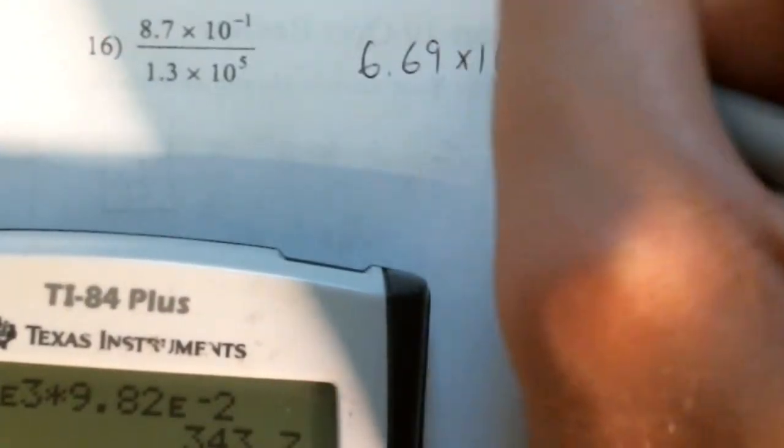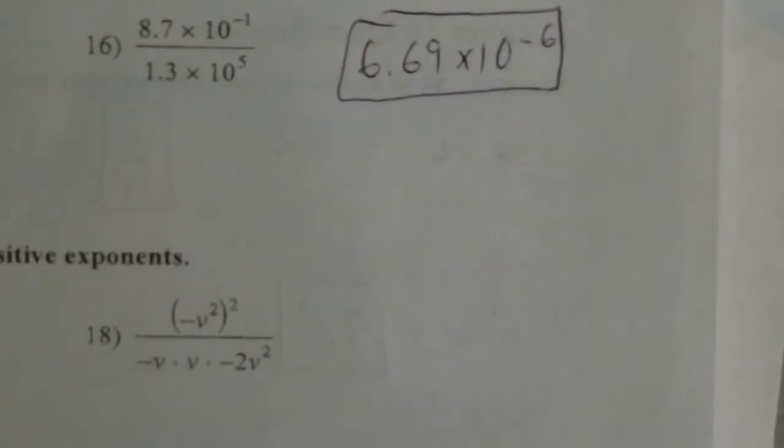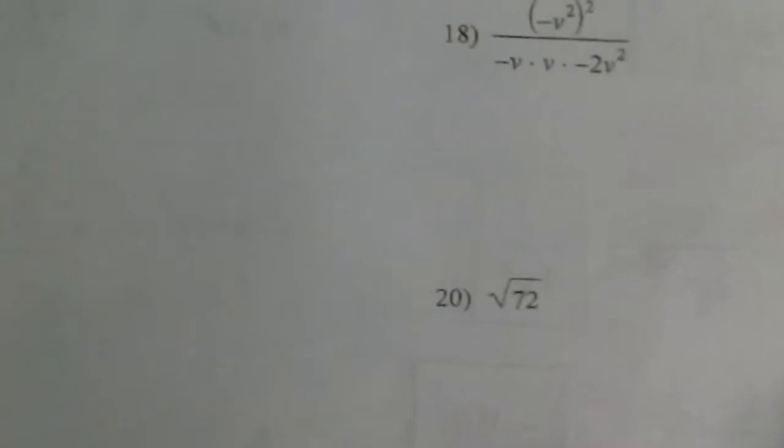6.69 times 10 to the -6. Since it has the little e to the -6 there, so that's really nothing to it for scientific notation. Okay, a couple more, and then we get into the radical stuff.